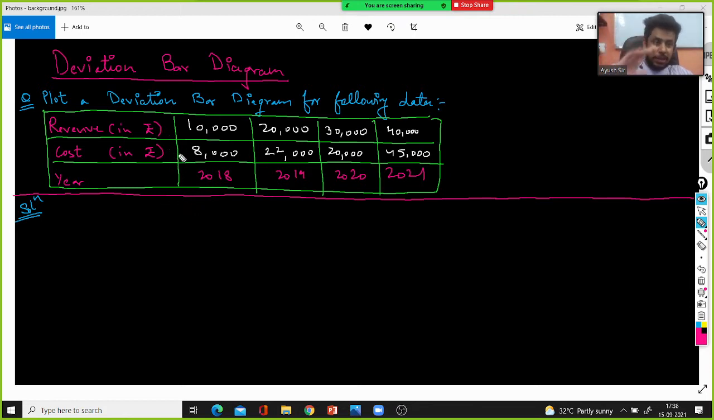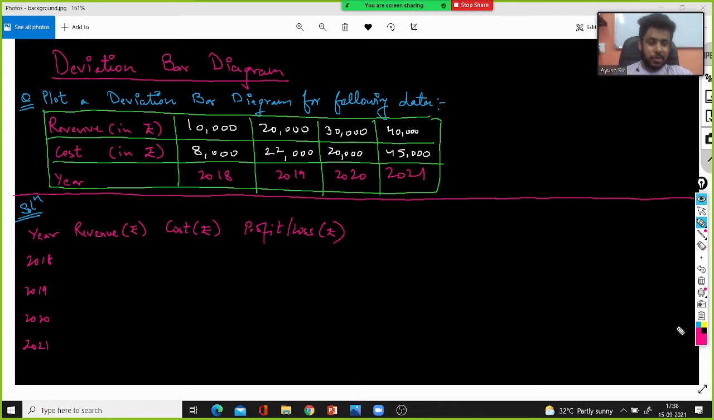Now for this particular example we need to calculate the profit and loss for each year. So I'm going to write down the question first of all as it is given in the question. It is given for the years 2018, 2019, 2020 and 2021. Then I'm given revenue. Then I'm also given the cost. Next I have to make a column for profit and loss, because you all know revenue less cost is profit or loss, whatever you will be getting. Let's write down the values.